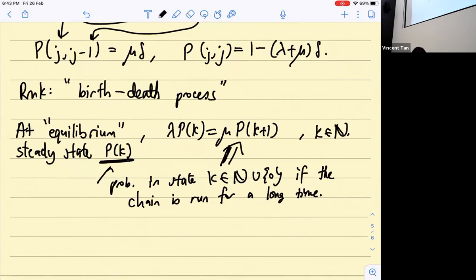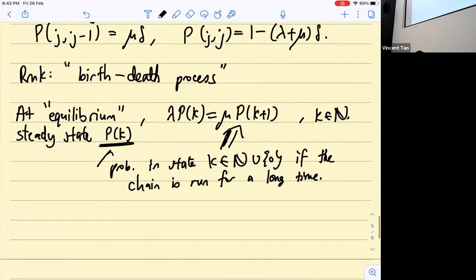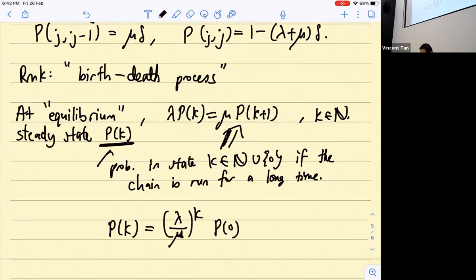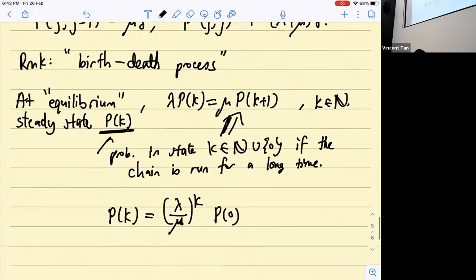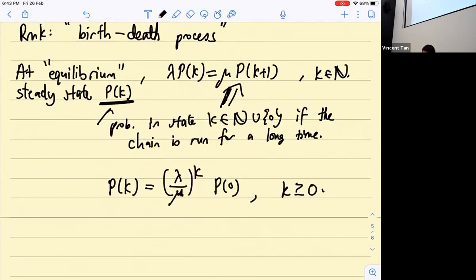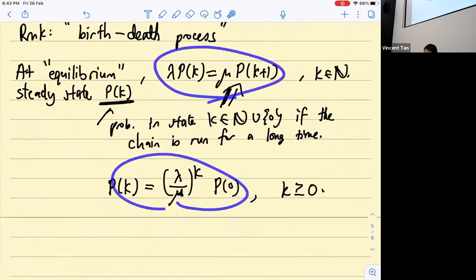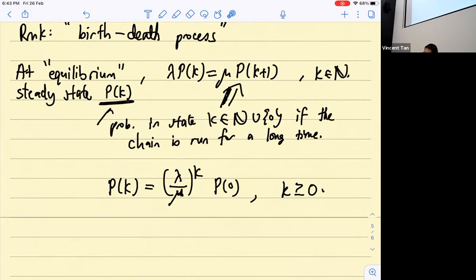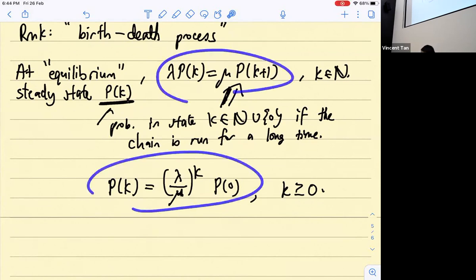All right. So what we can do is the following. We have that pk is, I think, lambda over mu to the power k times p0. Okay, this can be proved by induction. I will not do this. Here we can let k be greater than or equal to 0. This can be proved by induction by plugging this into this, obviously. Things will cancel. So this is a matter of solving this equation.